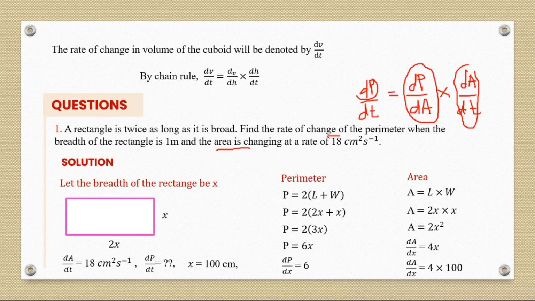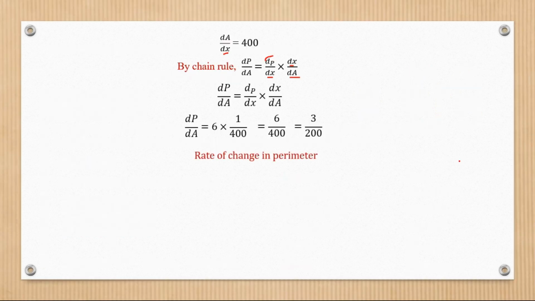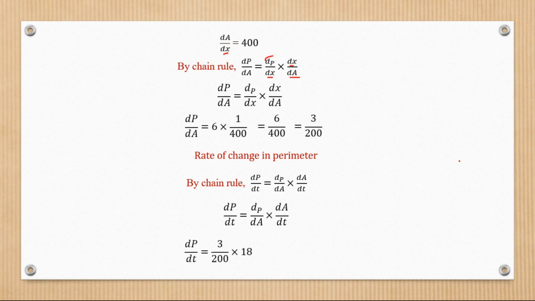Now that we know that, we can find the rate of change in perimeter, because we already know what dA/dt is, since it was given in the question. So we're going to plug into this formula. To find the rate of change in perimeter, by chain rule, dp/dt is equal to dp/dA times dA/dt. So plug those values in. dp/dA is 3 over 200 times dA/dt, which was 18. Multiplying those, we have 54 over 200, which is equal to 0.27 centimeters per second. And that is the rate of change in perimeter with respect to change in area. That's the answer that we're looking for.